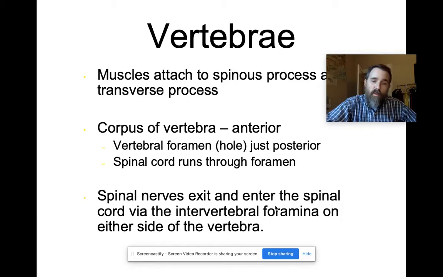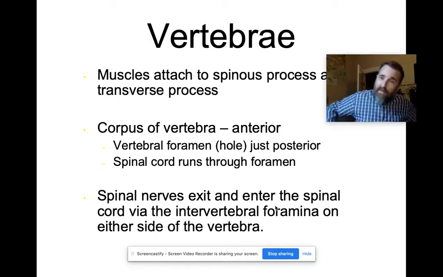The reason you have the spinous and the transverse processes on the vertebrae is that those processes provide surface area for muscles to attach to. That's why the cervical vertebrae have very small spinous and transverse processes, because very small muscles attach up here in your neck.